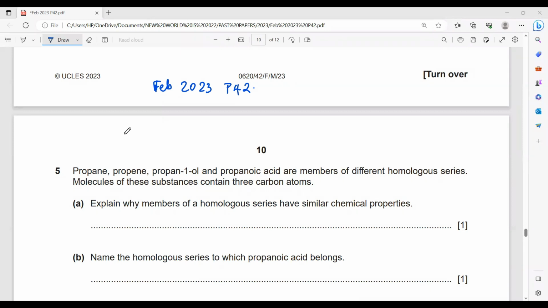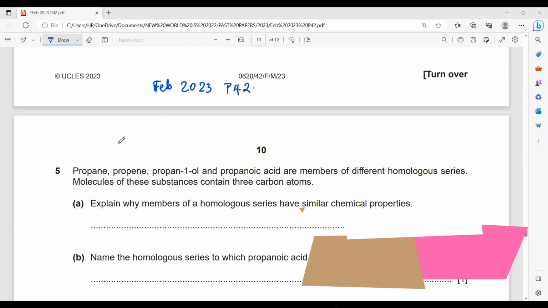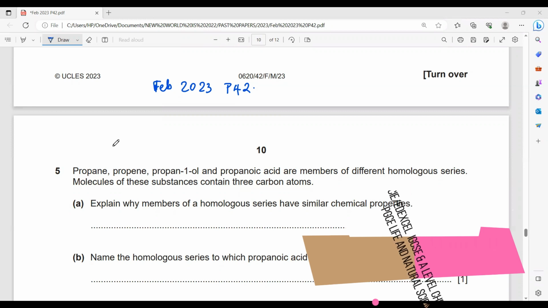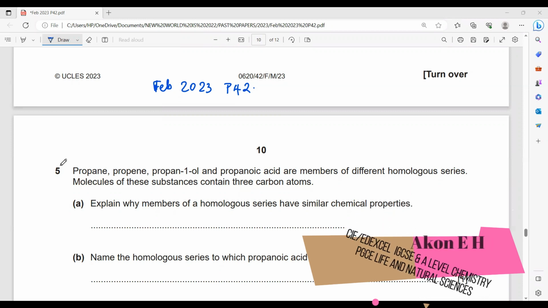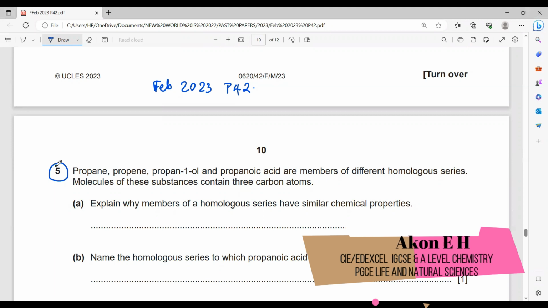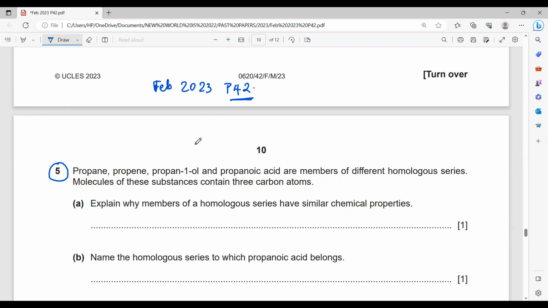Hello students, you're most welcome to a new session, and today we'll be looking at organic chemistry, precisely question 5 for the paper February 2023, paper 4-2. The question goes thus: propane, propan-1-ol, and propanoic acid are members of different homologous series. Molecules of these substances contain three carbon atoms.